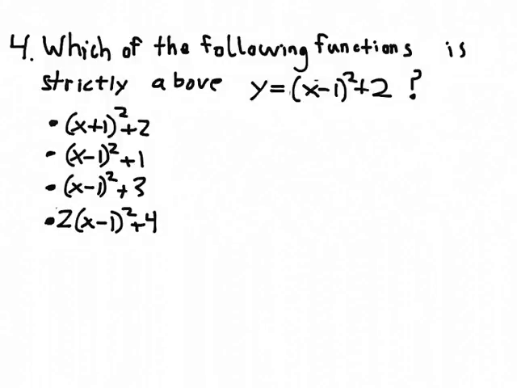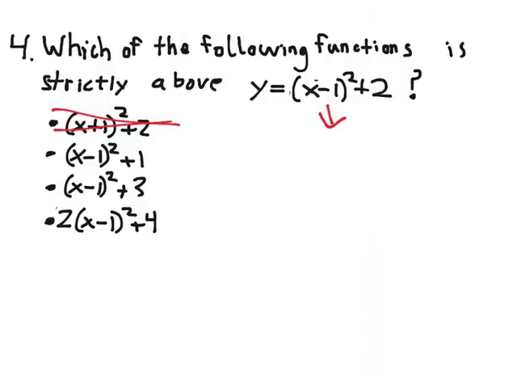For example 4, we have to determine which of the following functions is strictly above (x - 1) squared + 2. Well, for the first one, it uses (x + 1) squared + 2. And when you change that, you're really just shifting left or right. And as we saw in the lesson video, that really confuses what's above or below. So that's not going to be the answer. And (x - 1) squared + 1 is really just 1 below our original function.